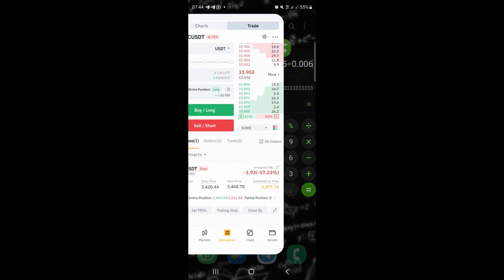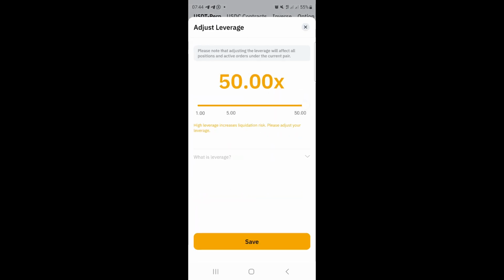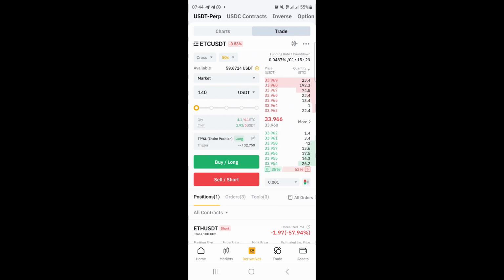Just for reminders, when setting your trades, make sure you're using cross leverage, and if you're using this particular risk management strategy, make sure you use the highest leverage available so that it will minimize the amount of money that will be deducted from the available balance for that particular trade.